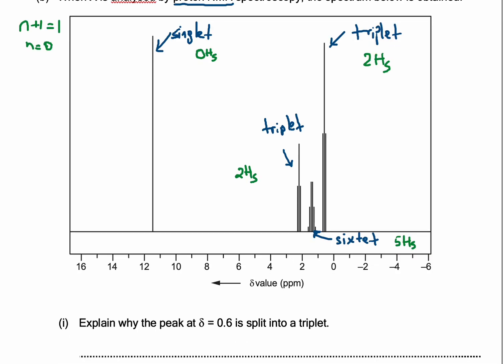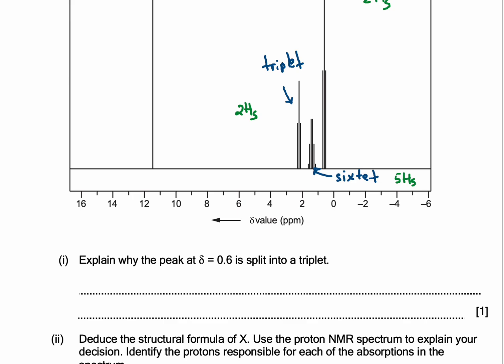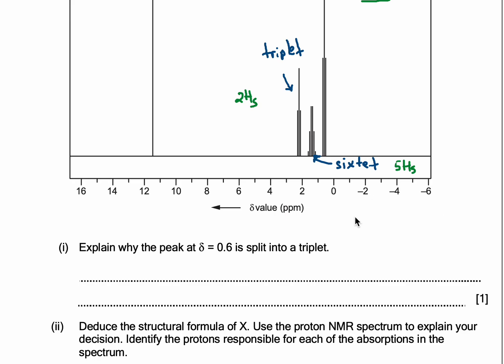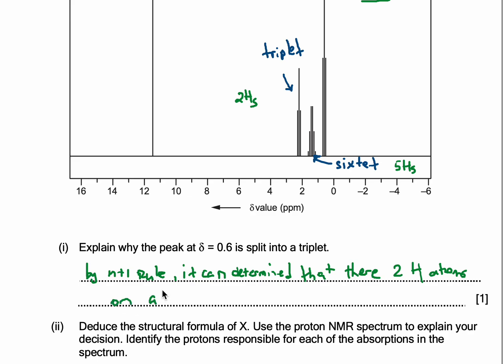Okay, let's move to the questions. Question I, explain why the peak at 0.6 is split into a triplet. We already explained. By the n+1 rule, it can be determined that there are 2 hydrogen atoms on the adjacent, neighboring carbon. So 1 mark.